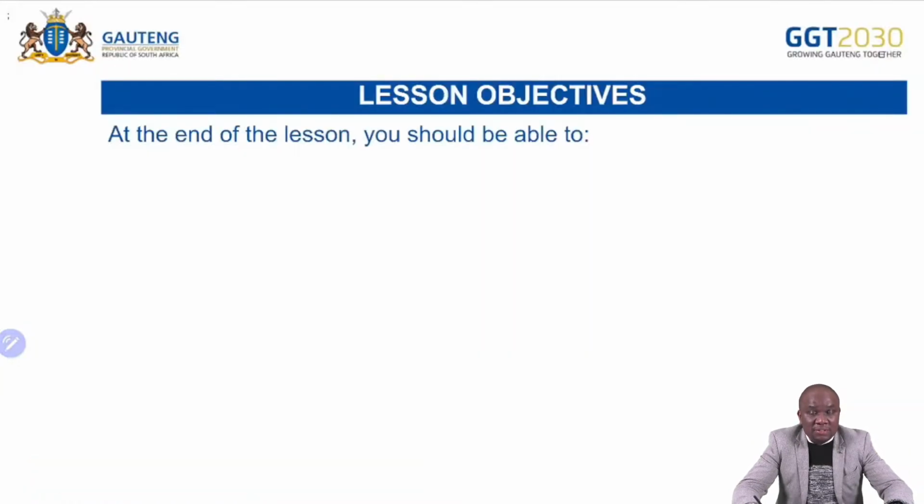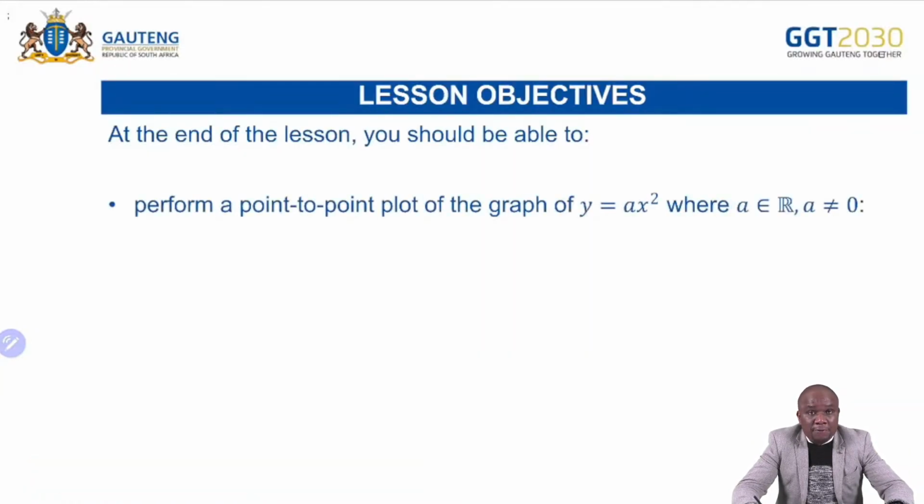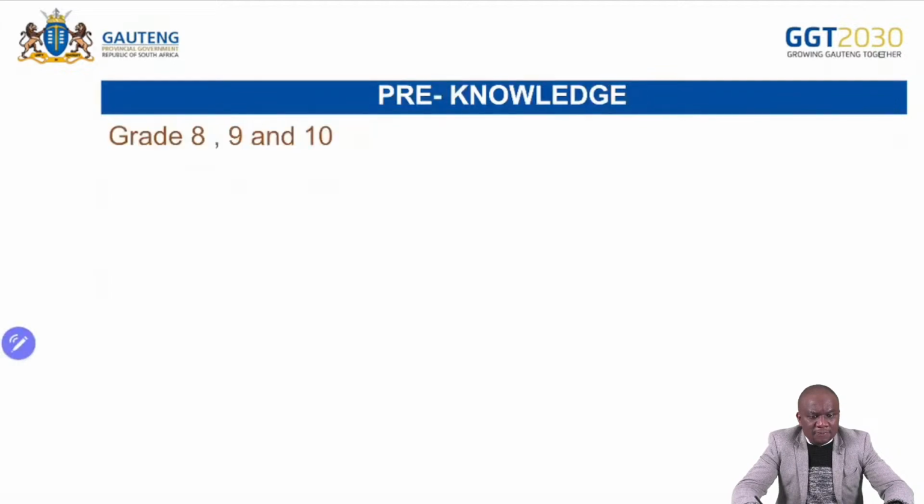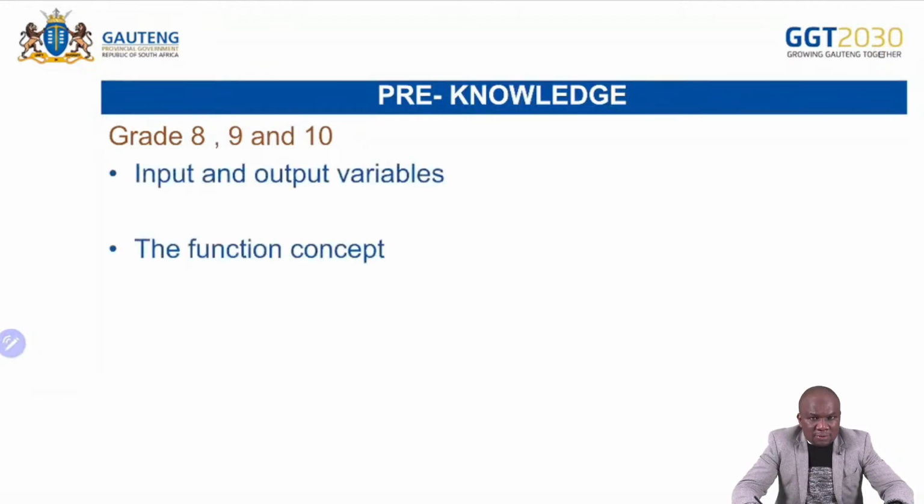Right, what are we going to learn today, grade 10s? We are going to perform a point-to-point plot of the graph of y is equal to ax squared. And we are going to discover the effect of a and q on the graph of y is equal to x squared. Just these two objectives. Right, grade 8 and 9, remember we did input and output values, and also in our previous lesson we did the function concept. So we are going to use what you have learned in these previous lessons or previous grades in this lesson.